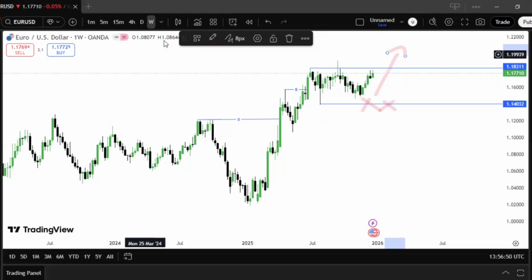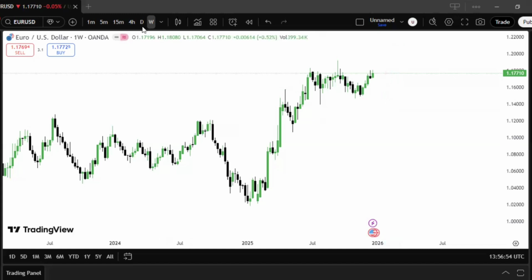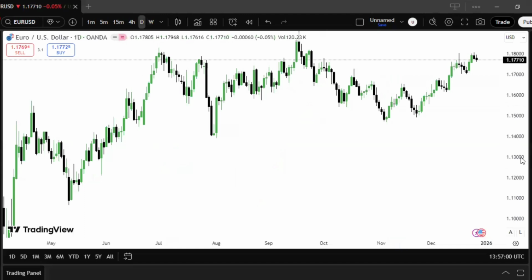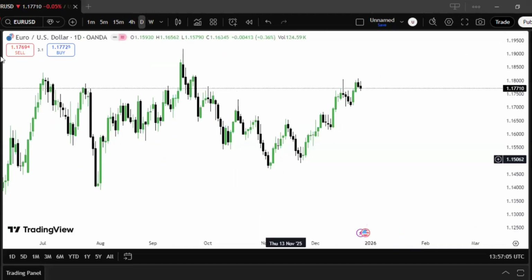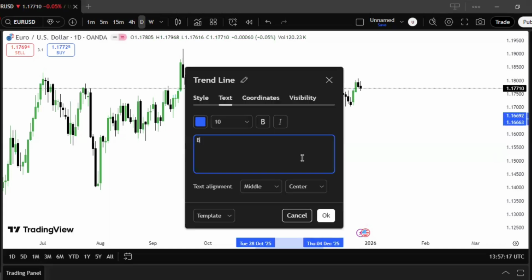So just like that, on weekly, we are bullish, guys. So now I'm on daily. Let's see what's happening on daily. I'm gonna analyze daily real quick, guys, so that you understand. Sorry. So here we took out this high point here. So I'm gonna mark it as B. B, like what I said, is breakout structure.